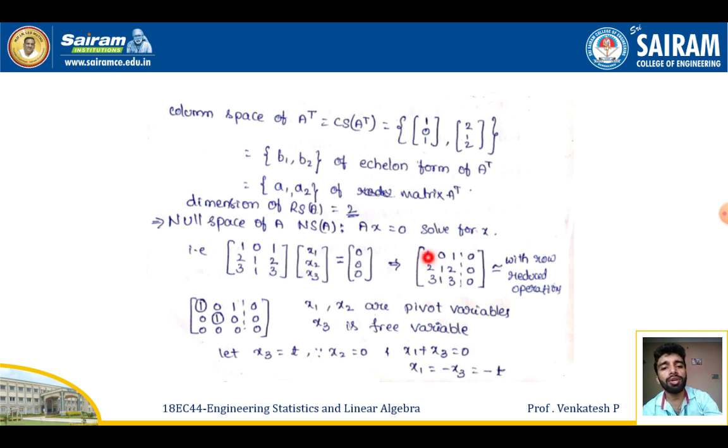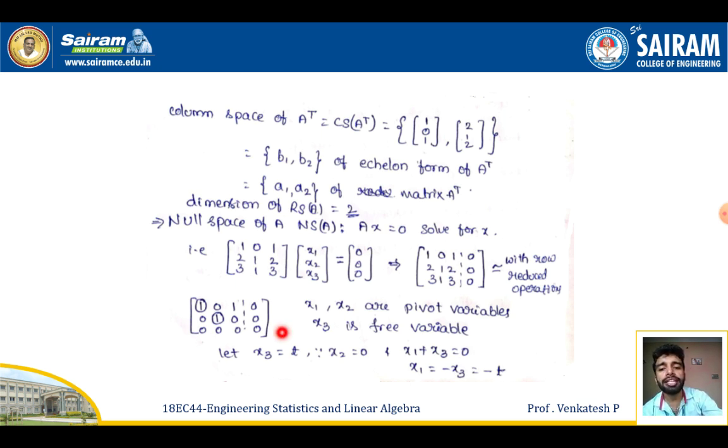I'll be getting 1 0 1 2 1 2 3 1 3 0 0 as an augmented matrix here. So now you expand this one to get an echelon form, keeping x1, x2 as pivot variables. On expanding the echelon form, x1 and x2 are the pivot variables according to this. Since x3 is not existing as a pivot, I can write x3 is a free variable. So I'll be keeping x3 equal to some variable t.